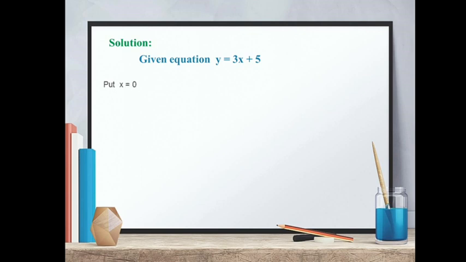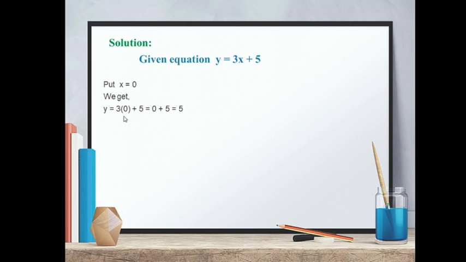Given equation y equals 3x plus 5, here we put values of x, and by putting the values of x we can find the value of y, or we can take a value of y and find the value of x. I am putting the value of x. First I am taking x as 0, so put x equals 0. We get y equals 3 into 0 plus 5, that equals 0 plus 5, which is equal to 5.